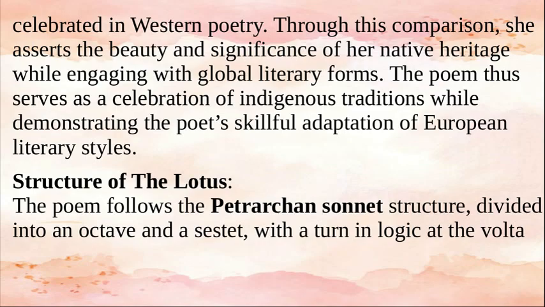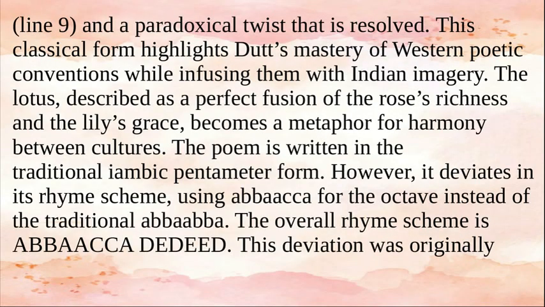Structure of the Lotus. The poem follows the Petrarchan sonnet structure, divided into an octave and a sestet, with a turn in logic at the volta, line 9, and a paradoxical twist that is resolved. This classical form highlights Dutt's mastery of Western poetic conventions while infusing them with Indian imagery. The lotus, described as a perfect fusion of the rose's richness and lily's grace, becomes a metaphor for harmony between cultures. The poem is written in the traditional iambic pentameter form.